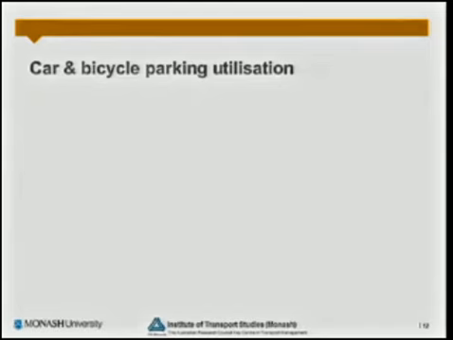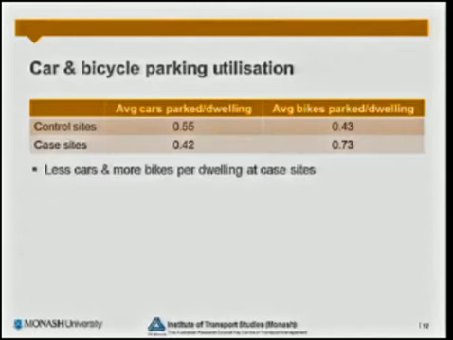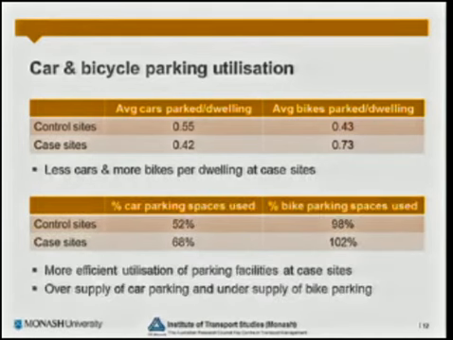One of the things that we did take an interest in was the utilisation of the car spaces at the apartment buildings. There were lower car and more bikes per dwelling at the sites with travel plans than the sites without travel plans. So that suggested that maybe car ownership was lower at those sites with the travel plans and number of bikes higher. When we looked at the utilisation of car spaces, one thing that we noticed was that the bike parking was very heavily utilised.